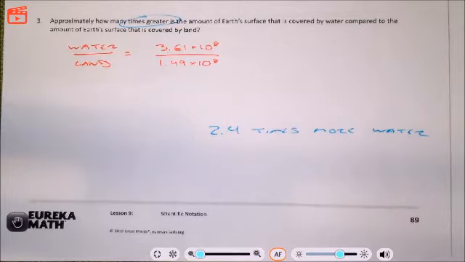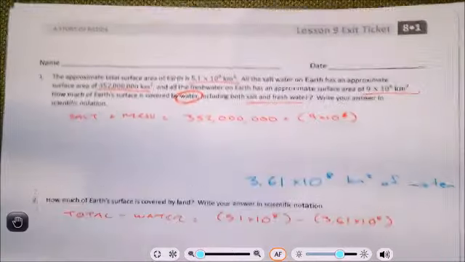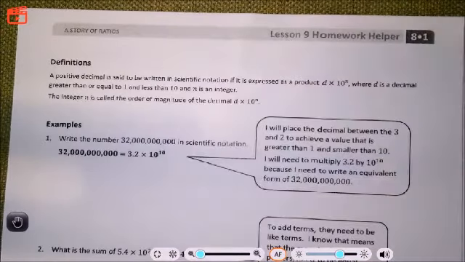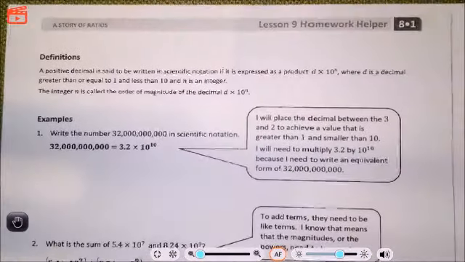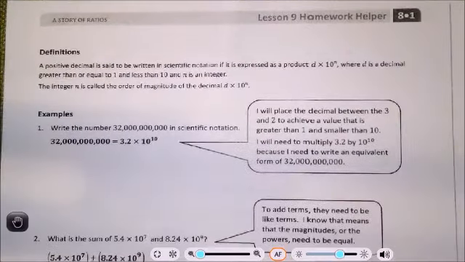Hopefully you got the right answer. If you did, congratulations. If you did not, try again. Go back, check your exercises, check your notes. If you are still struggling, reach out to me for some more help. Also, do not forget, you have the homework helper. It gives you reminders about how to do everything, so use the homework helper to help you.